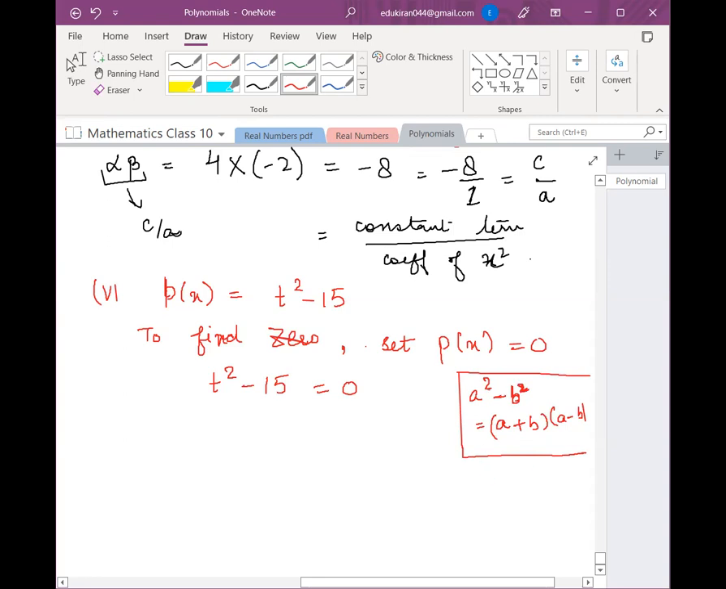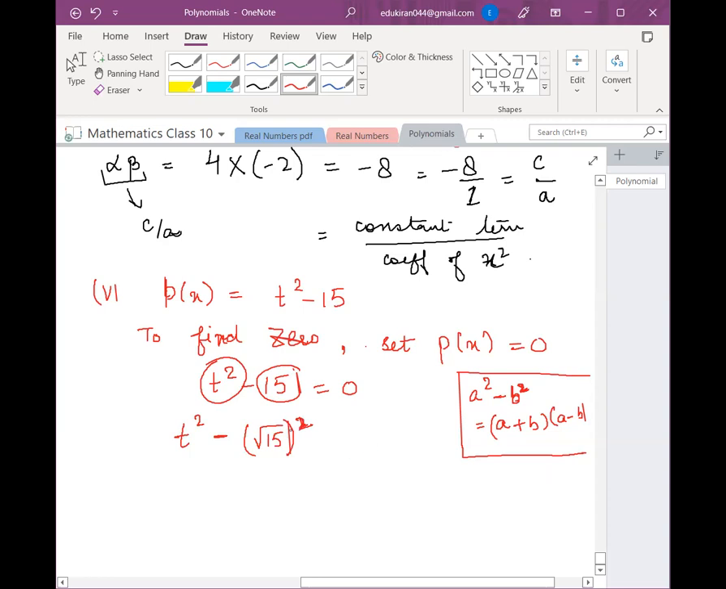There is a formula which says a square minus b square is equal to a plus b into a minus b. So I can see there's a square term here. If I convert this also into a square term, I will be able to write it as a plus b into a minus b, isn't it? So what I can do is, t is already square. Now to convert 15 into square, can I write it like this, under root 15 whole square?